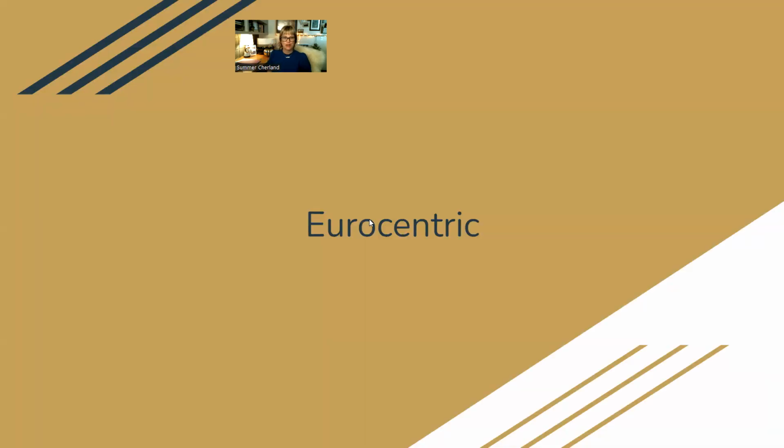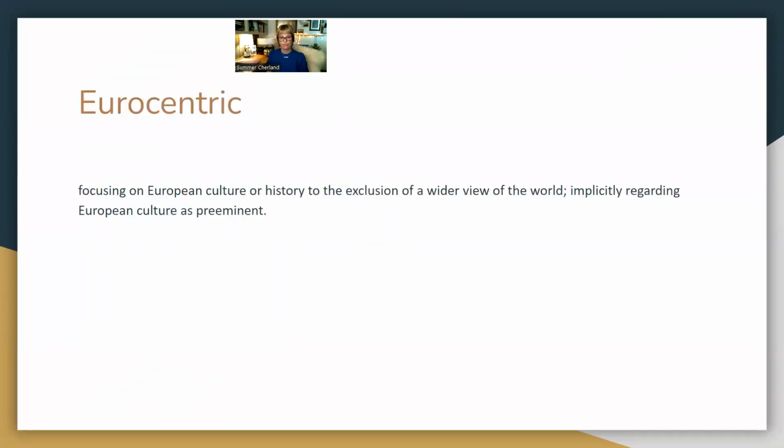So let's discuss the term Eurocentric. Just look for a moment at this word. What do you immediately think this word means? Eurocentric is focusing on European culture or history to the exclusion of a wider view of the world, implicitly regarding European culture as central or preeminent. So that's why I appreciate the use of the term pre-Columbian, because we're referencing a moment in time. We're not saying prehistory. Everything that happened before the arrival of a European was before history was ever recorded.